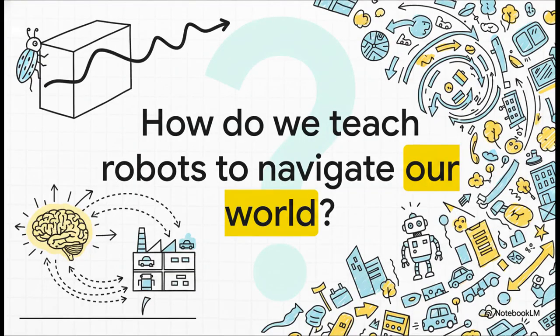So from a simple bug just following a wall all the way to AI brains optimizing these complex paths in real time, the journey has been absolutely incredible. But it does leave us with one final thought. We've gotten really, really good at teaching robots to navigate a factory floor or a nicely mapped room. But what new algorithms, what new ways of seeing will it take to teach them to truly navigate the complex, unpredictable, and dynamic chaos of our world?